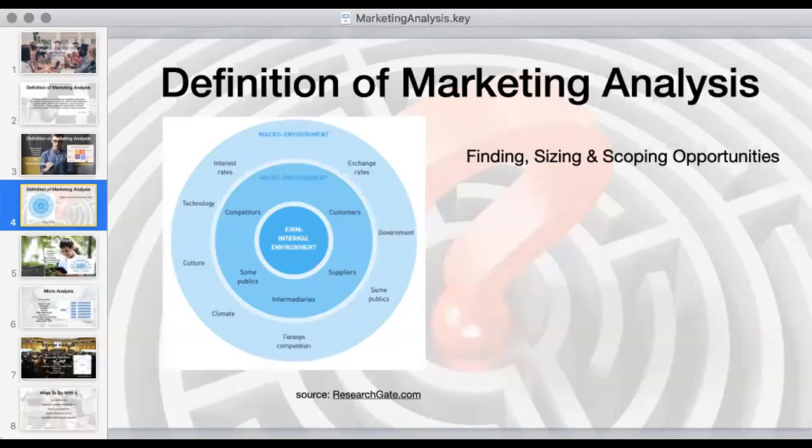Just sitting within that, if we were to look at these things as concentric circles, just within that bigger circle is the micro environment. And this is the environment that sits around our organization. It's things that will definitely affect us also, like the macro environment. But in the micro environment, it's the stuff that's closer to home, the stuff that if we do something, it probably will have an impact.